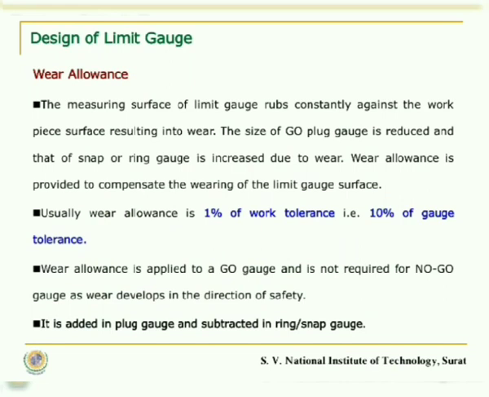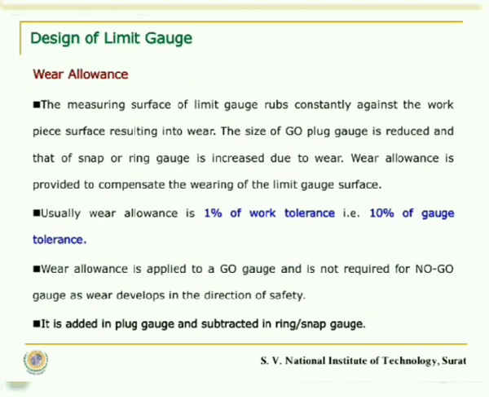Now some discussion on wear allowance. We know that the measuring surface of a limit gauge would constantly rub against the workpiece surface, which would result in wearing of this gauge surface. So there are chances that the size of a go plug gauge is reduced and the size of a snap or ring gauge is increased due to such wear. Wear allowance is provided to compensate the wearing of the limit gauge surface. Usually, the wear allowance is provided as 1% of the work tolerance, that is 10% of the gauge tolerance.